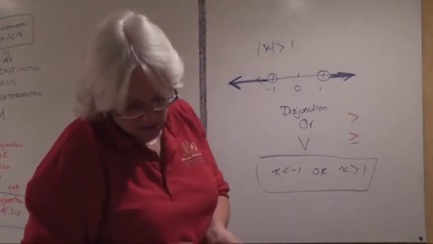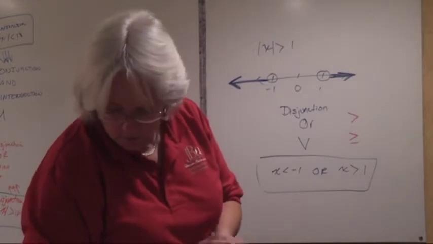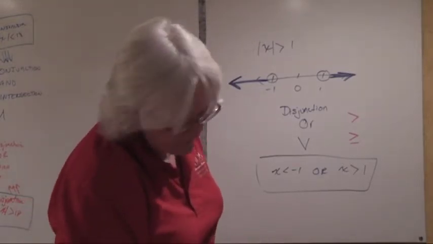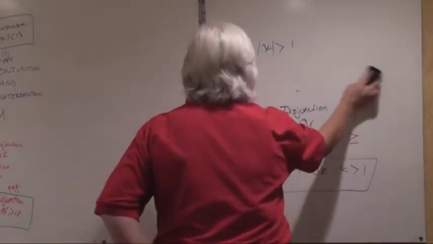So let's go ahead and do two more examples. Absolute value of x plus 5 is less than or equal to 10.